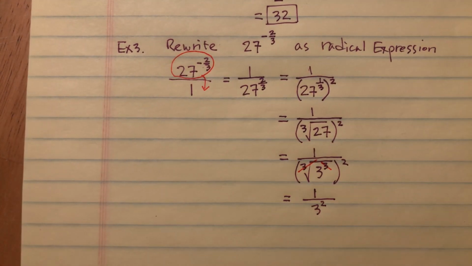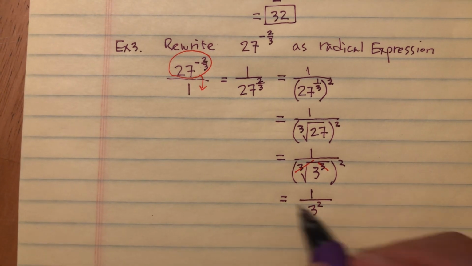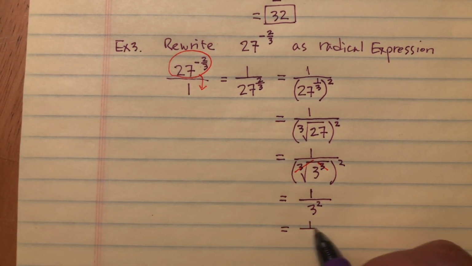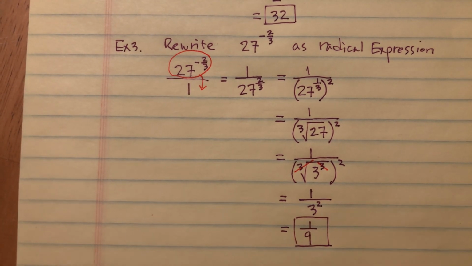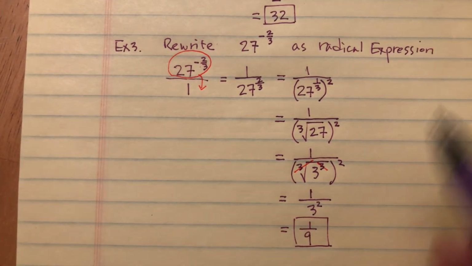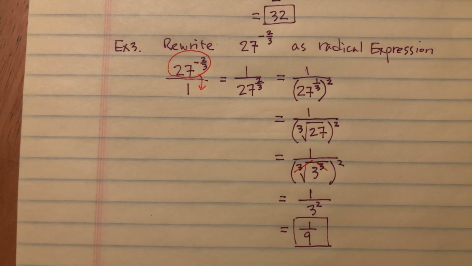Is that right? Yes? And then that's equal to what? 1 over 3 times 3 is 9, right? So that's going to be your answer for this. So it's not really a radical expression. It became rational. Okay.